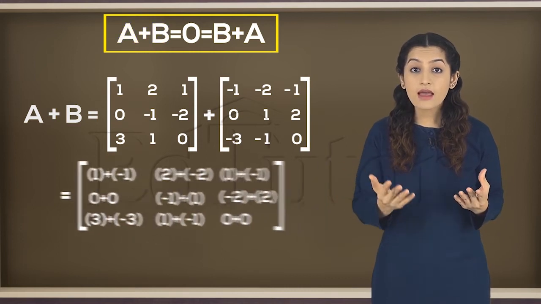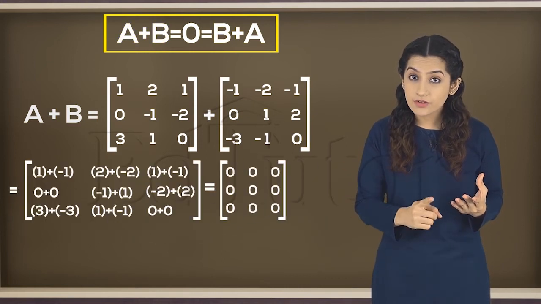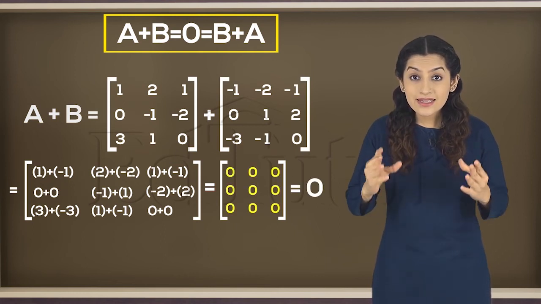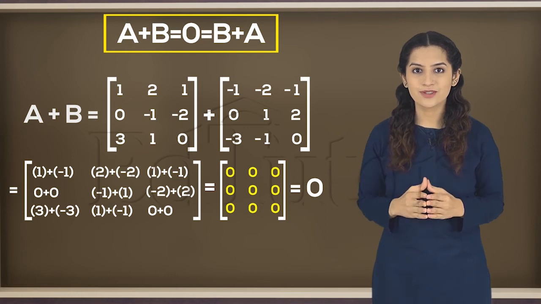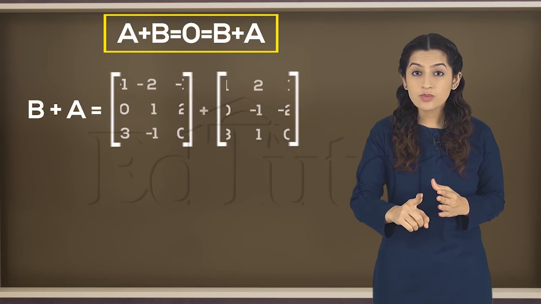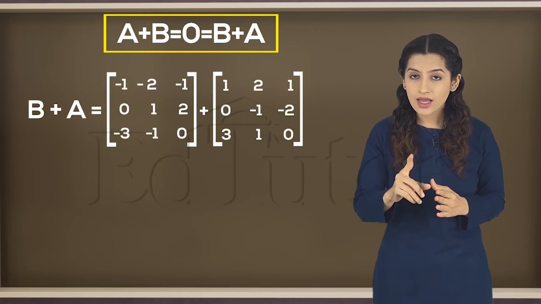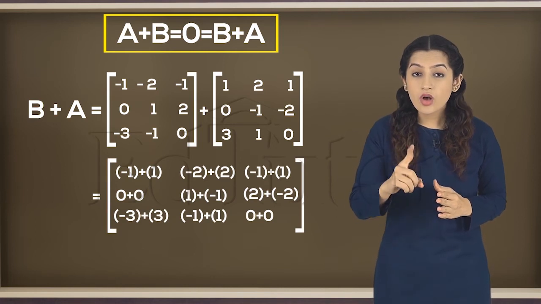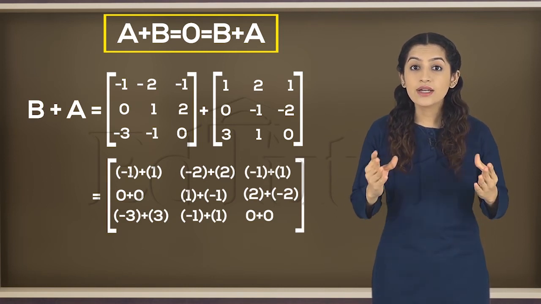You see, every number is added to its inverse, giving you a 0. And here you go. The result is a null matrix O full of zeros. Leave that on your screen and below it, do it once more the other way. And you will see it happening again. This is simply because all the elements are being added to their negatives.